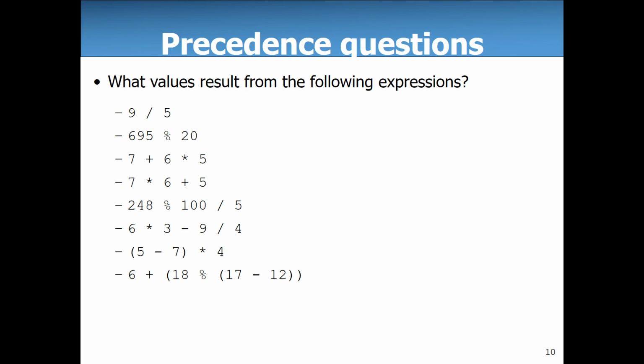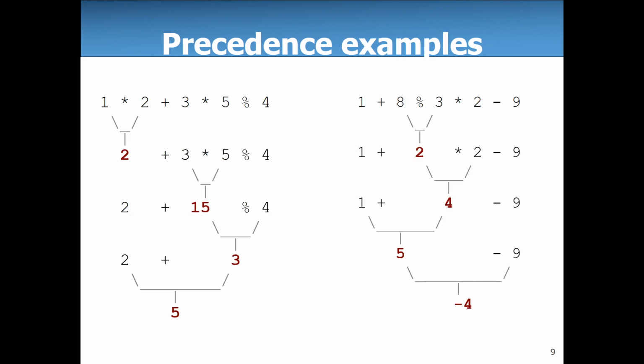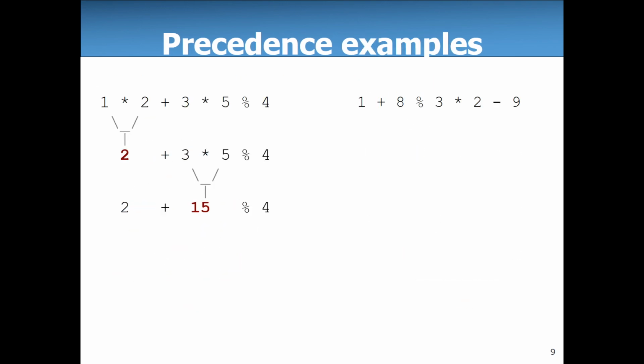There's no real need to go over these precedence questions. You kind of know them already. The only thing, we'll go over this one, though, because it has mod in it. So 1 times 2 gives us 2. Then we go left to right. 3 times 5 gives us 15. Then 15 mod 4 gives us 3 because of the remainder, right?